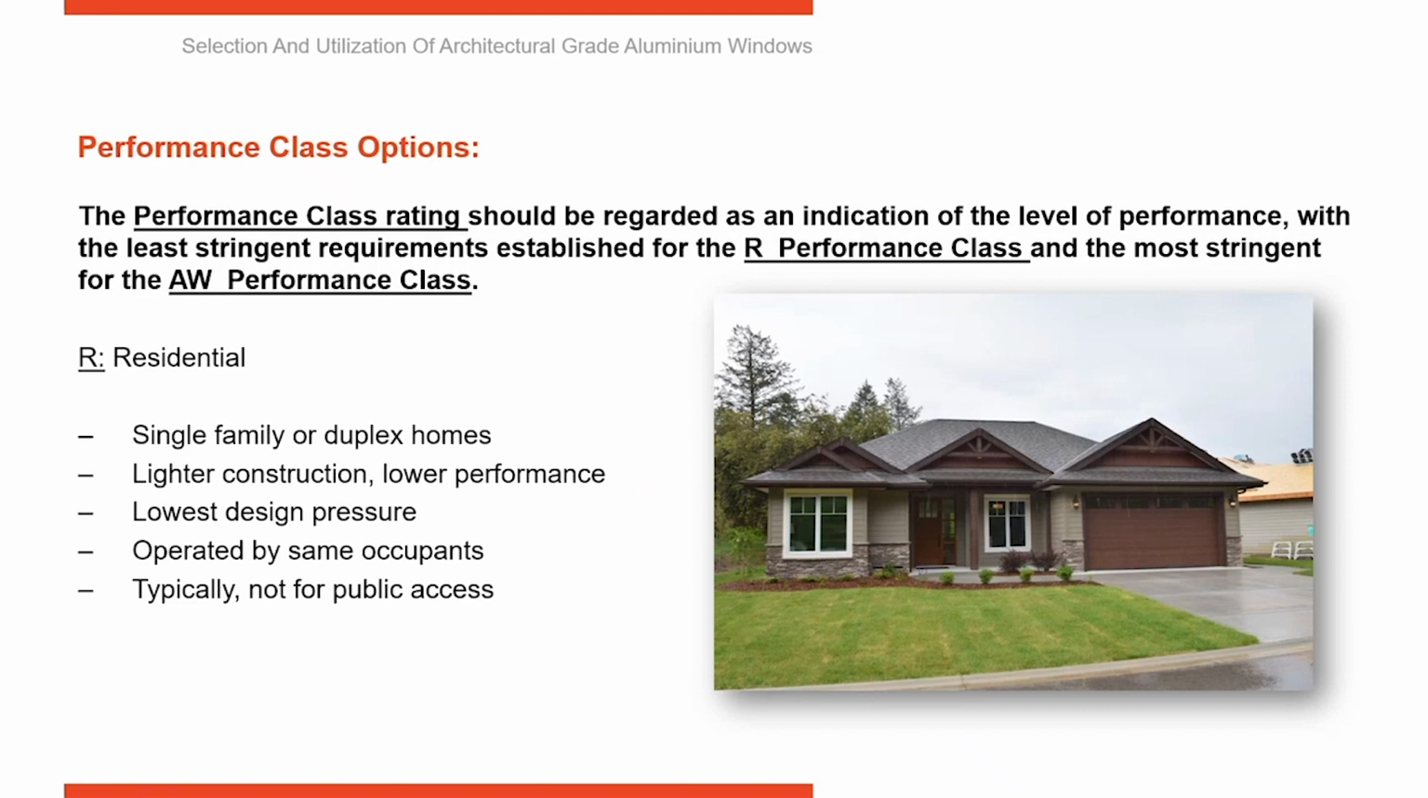The first one is R, residential. And it's just what it sounds like. Single family homes, duplexes, lighter construction, lower performance, lower design pressures. This is typically wood frame construction, wood studs, and the windows are usually installed with nailing fins. And the last line there, not for public access. So when you think about a residential application, it's going to be operated by the same people day in and day out. So they are really concerned about operating the window in a way to maintain the window. They're not very abusive to it. So that's the residential. This is kind of the lowest performance standard.